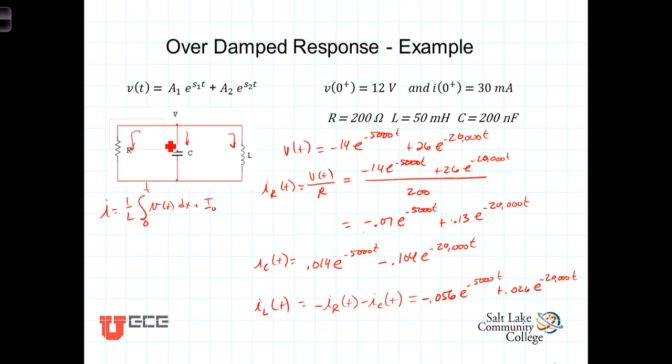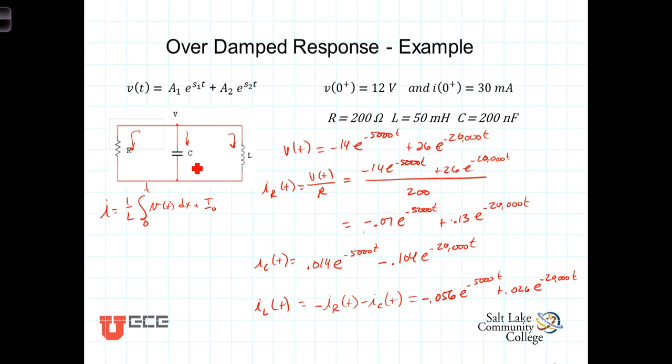Thus, once you know the voltage across here, you can determine any quantity you want. It's important to note, and let's just take a second to look at these. Here is the voltage. It has an e to the minus 5,000 t term. It has an e to the minus 20,000 t term. I sub R, I sub C, and I sub L are all determined from that original expression. Note that each of these currents is of the same form. They each have an e to the minus 5,000 t term. They each have an e to the minus 20,000 t term. The only differences are the values of A1 and A2.